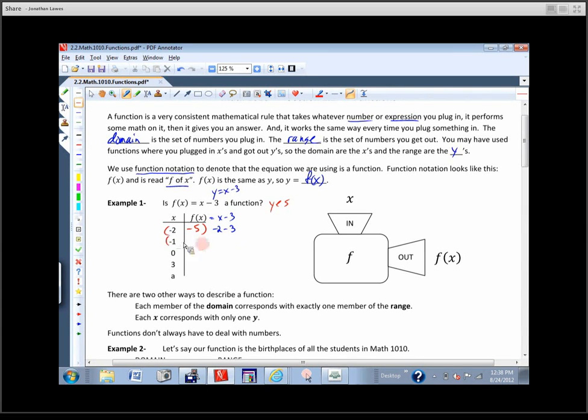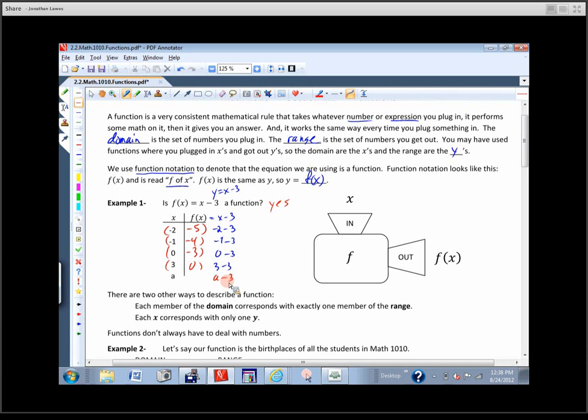When we plug in a negative 1, negative 1 minus 3, so this would be a negative 4. If we plugged in a 0 and we subtract 3, we're going to get a negative 3. And what happens if we plug in a 3? We get out a 0. Now this one's a little bit interesting. This next one, remember, we said you could plug in a number or an expression. Let's plug in an a. So if I plug an a into this, what do I get?